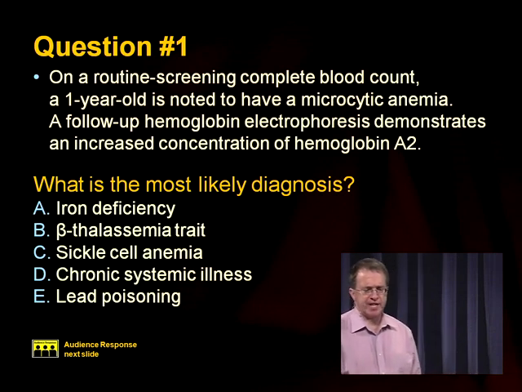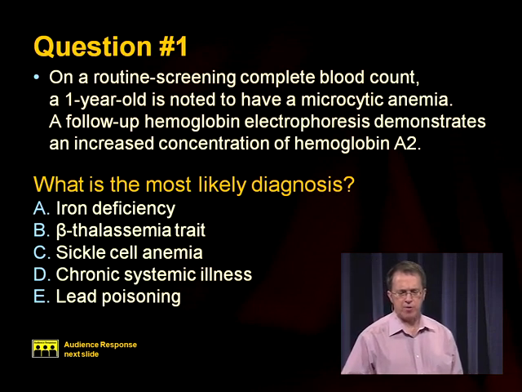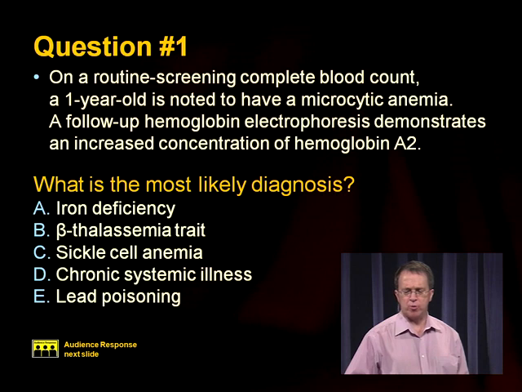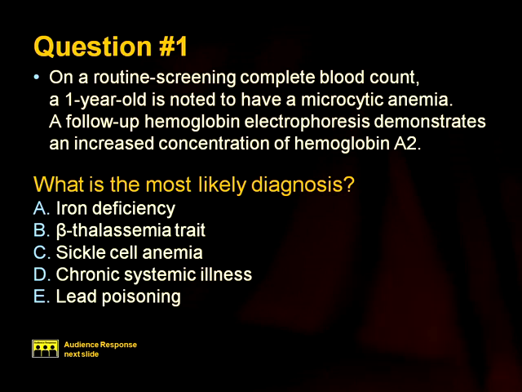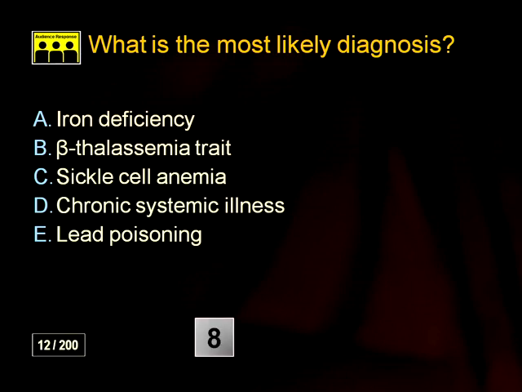So on a routine screening complete blood count, a 1-year-old is noted to have a microcytic anemia. A follow-up hemoglobin electrophoresis demonstrates an increased concentration of hemoglobin A2. What is the most likely diagnosis? Iron deficiency, beta thalassemia trait, sickle cell anemia, chronic systemic illness, or lead poisoning? So go ahead and cast your votes.